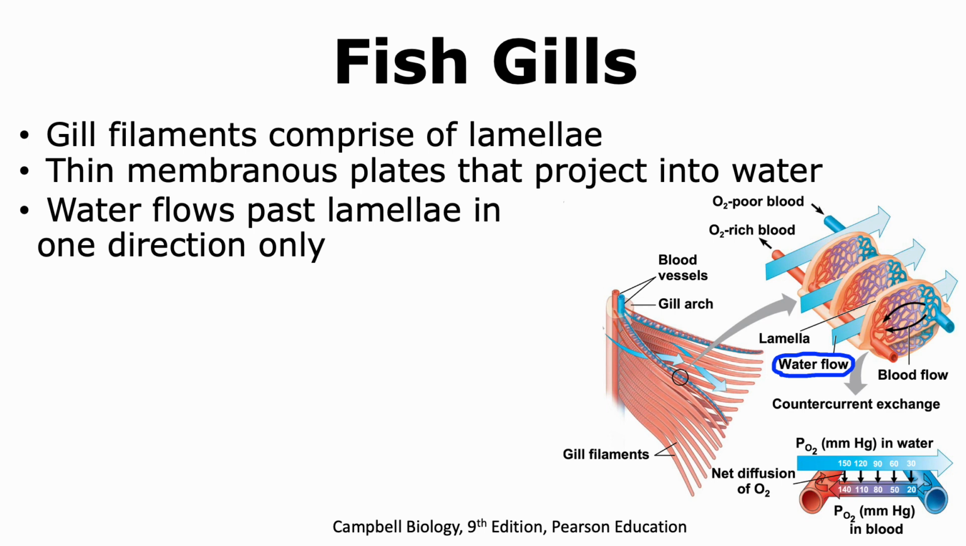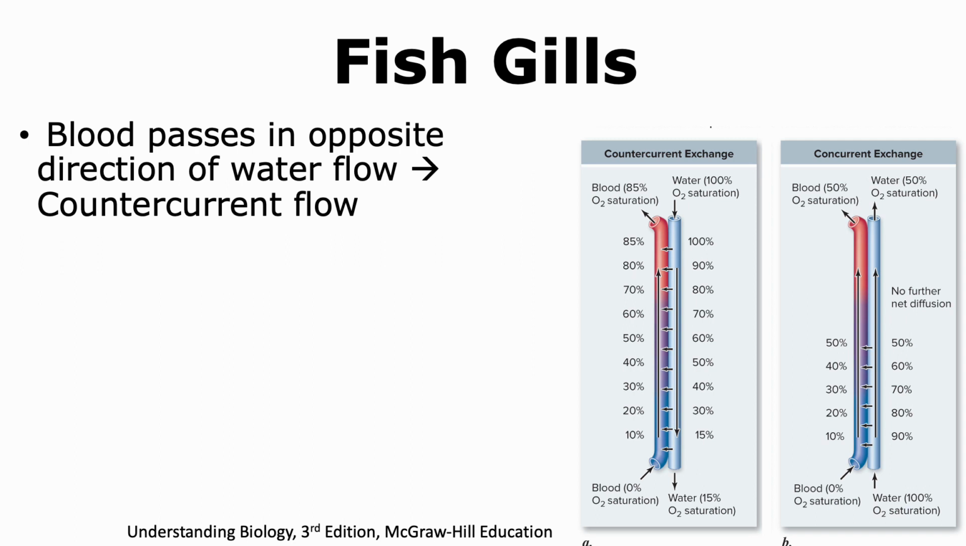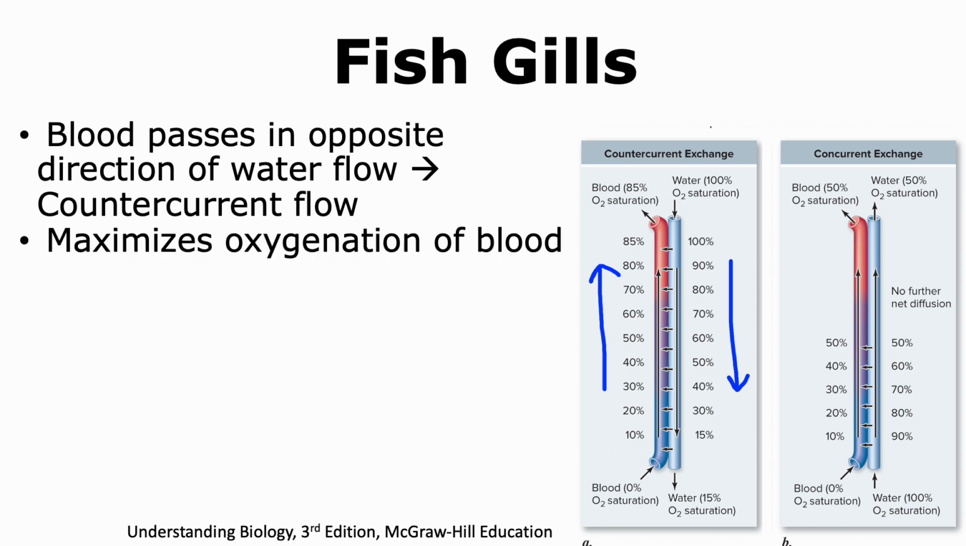In contact with the lamellae are an entire bed of blood vessels. These blood vessels carry blood, and the blood is able to flow in the opposite direction of the water flow. This is called countercurrent flow. Countercurrent flow, where the blood is moving in the direction opposite to that of water, maximizes the oxygenation of blood, and hence this type of flow has been selected for evolutionarily. On the other hand, if you had concurrent exchange where both blood as well as water move in the same direction, the oxygenation of the blood is not as efficient.